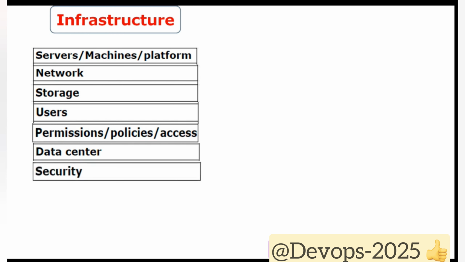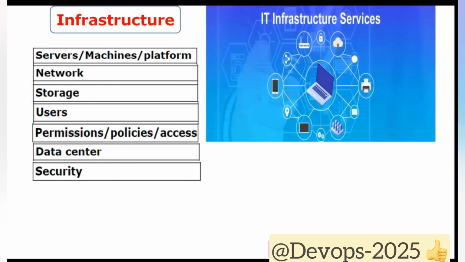This infrastructure can be on-premises or cloud, but nowadays everyone uses infrastructure from the cloud because we can use it and pay on an hourly basis. So the infrastructure is of two types: existing infrastructure and new infrastructure.